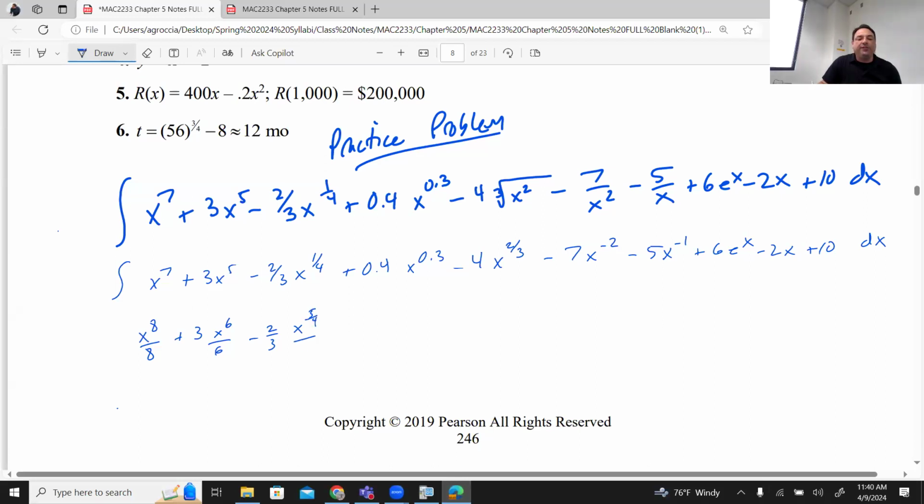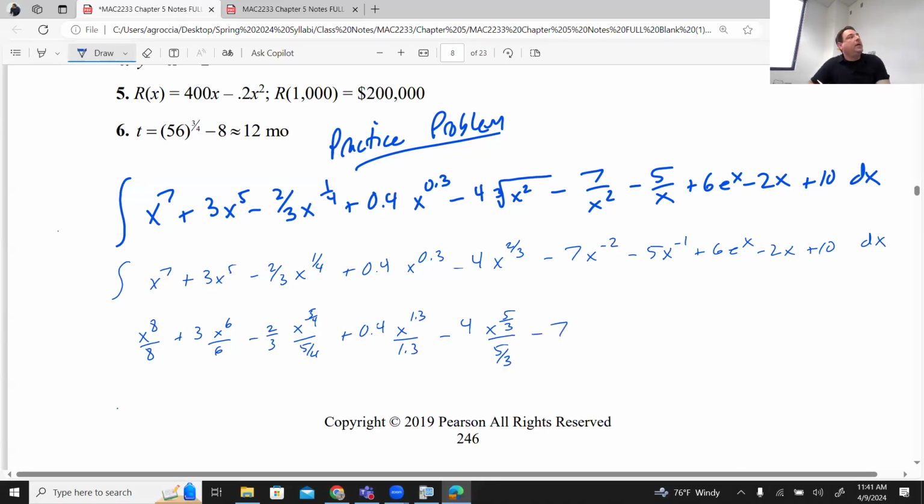So it'll be x to the 5/4 divided by 5/4. But if you did 1.25, same thing. The 0.4 stays, add 1, 1.3 divided by 1.3. The minus 4 stays in. Again, 2/3 plus 1 is going to be 5/3. If you need the calculator, use the calculator, and divide by 5/3.